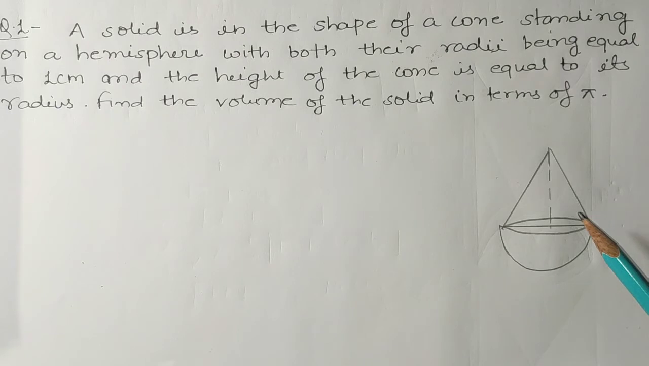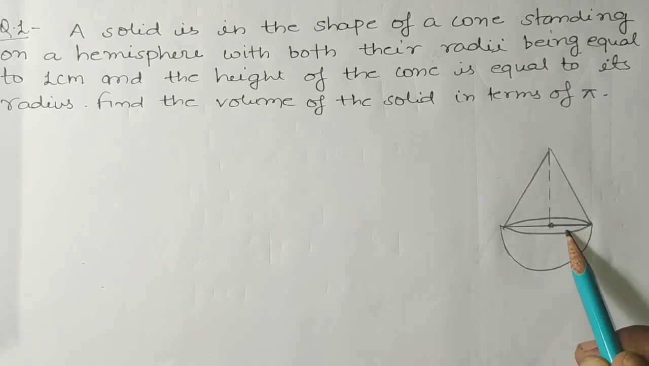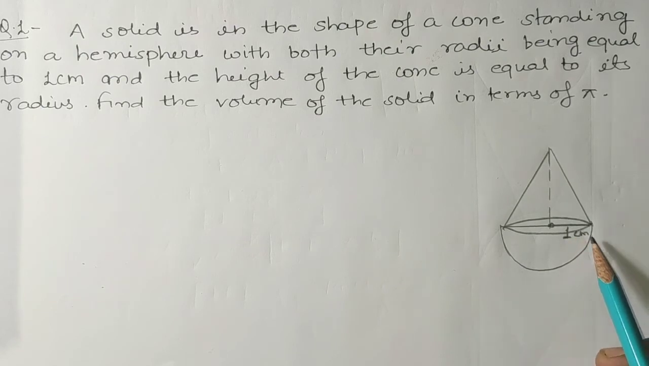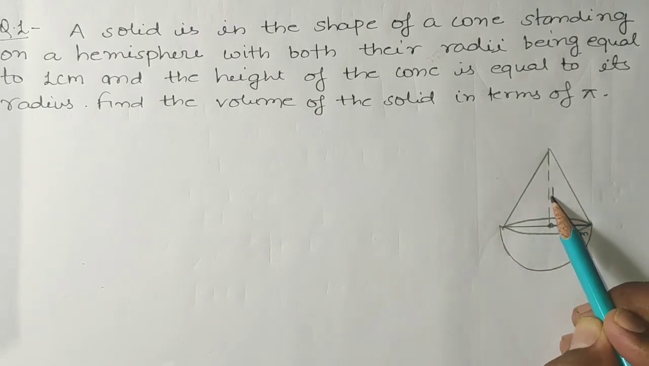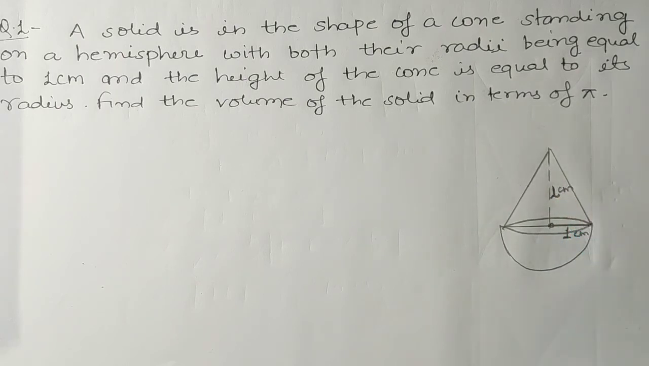So according to the question I have drawn the figure. The radius of this hemisphere is 1 centimeter, as well as it will be the radius of this cone also, and the height of the cone is also equal to the radius of the cone, that is 1 centimeter. Now we have to find the total volume of the solid.